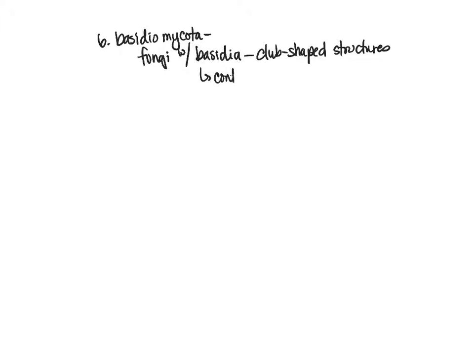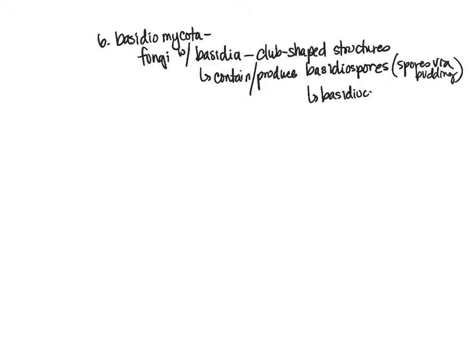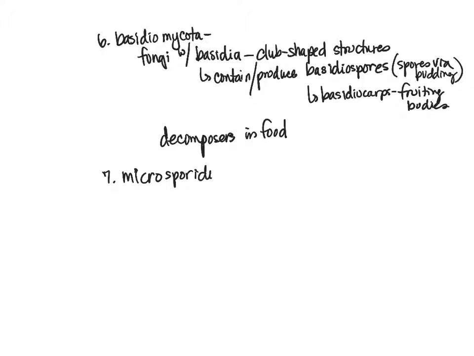And then these basidia contain or produce basidiospores. These are spores via budding. And then these are in basidiocarps, which are the fruiting bodies. And the basidiomycota are important decomposers in food. So, decomposers in food. Good. The next group are the microsporidia. These are unicellular fungi. They are obligate intracellular parasites.